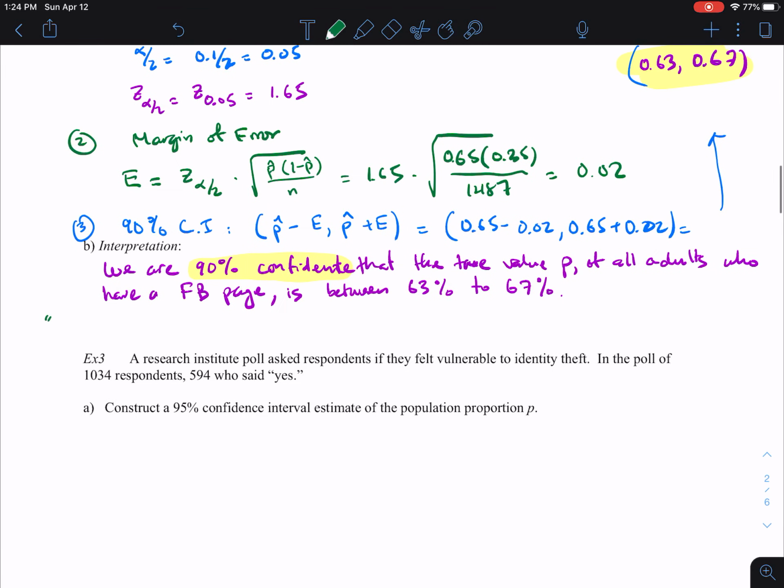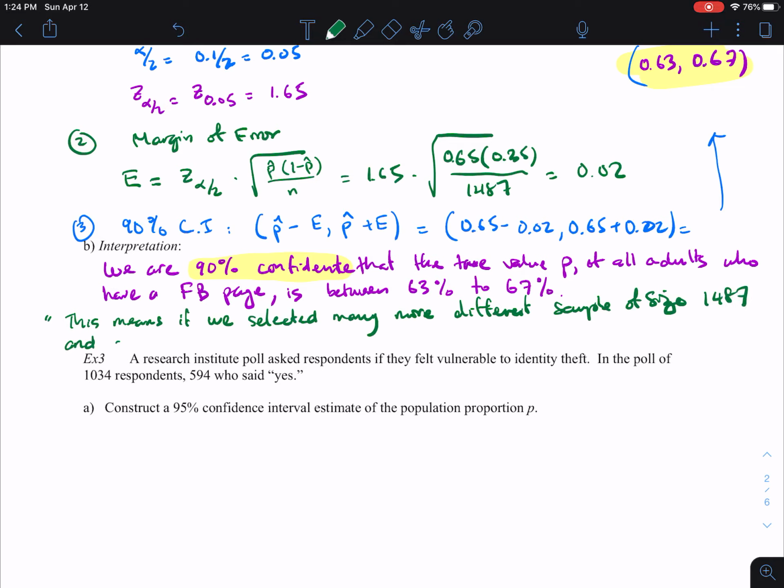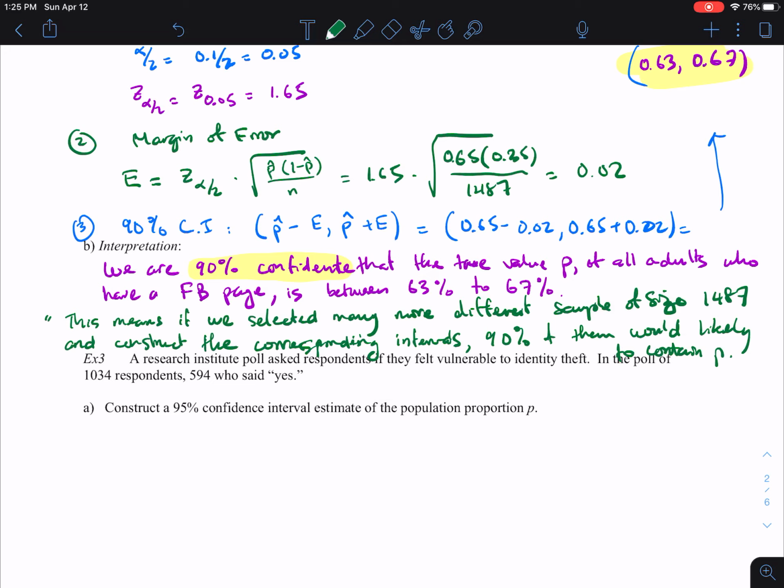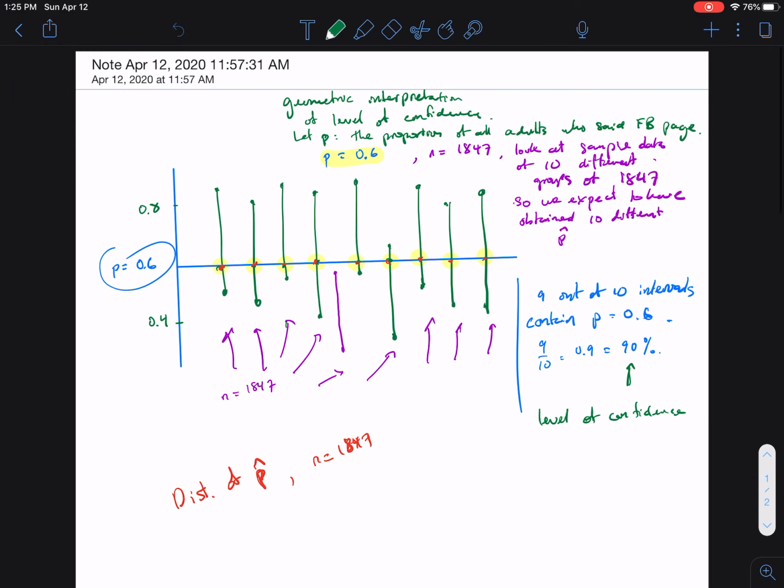So this means, if we select many more different samples of size 1487 and construct the corresponding intervals, then we're going to find out that 90% of those intervals would likely contain the value P. And we've seen that demonstration through this diagram here, a little bit of that.